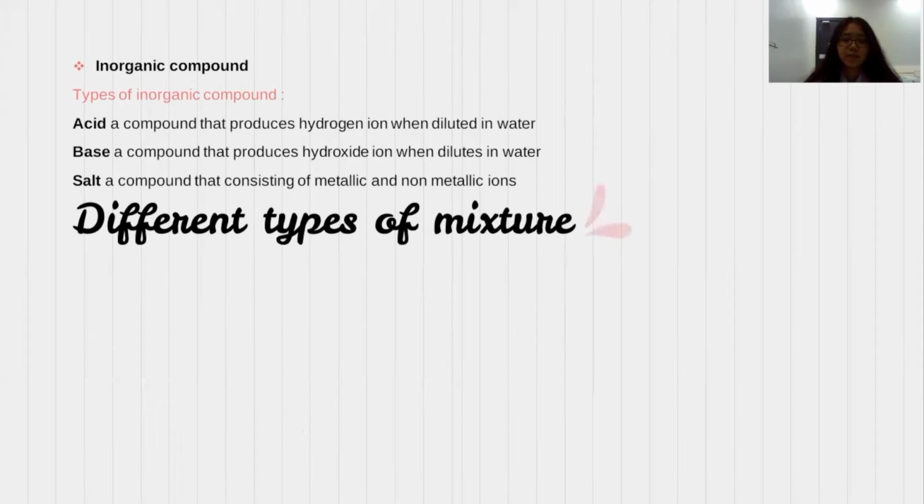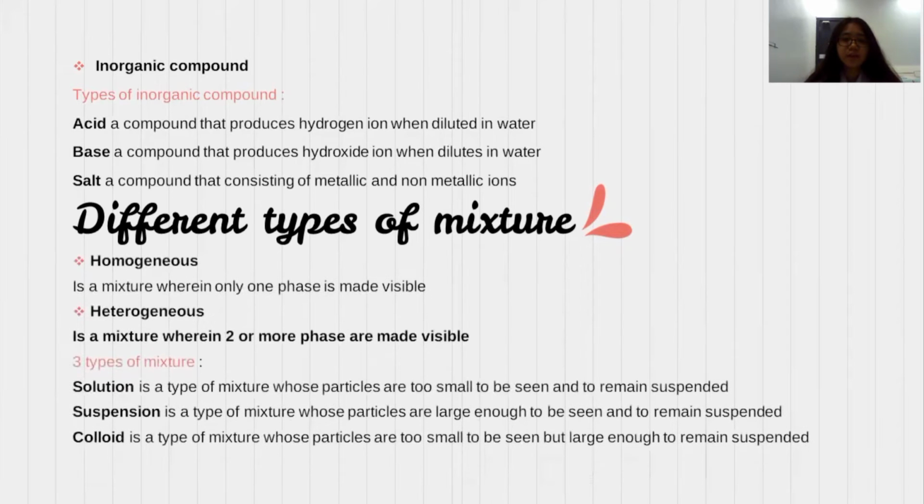Different types of mixture. In different types of mixture, there is homogeneous and heterogeneous. Homogeneous is a mixture wherein only one phase is made visible, while heterogeneous is a mixture wherein two or more phases are made visible. There are three types of mixture, and that is solution, suspension, and colloid.